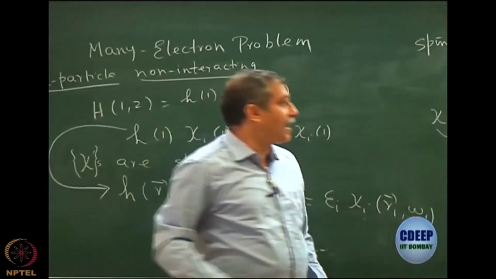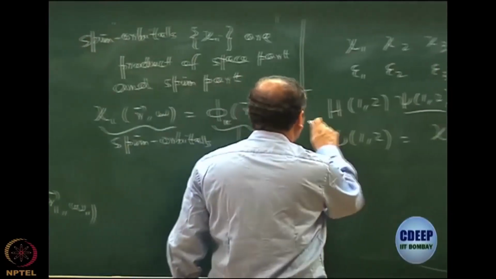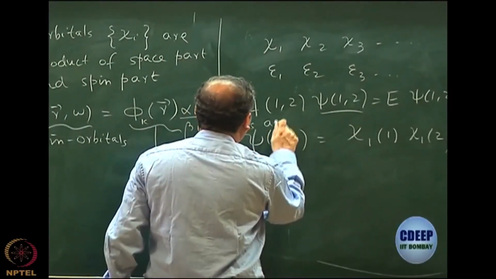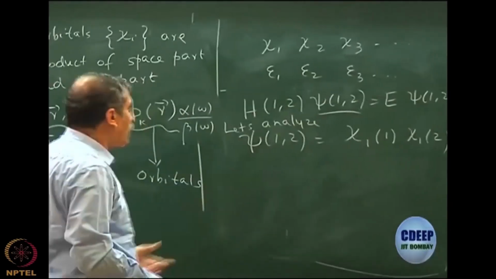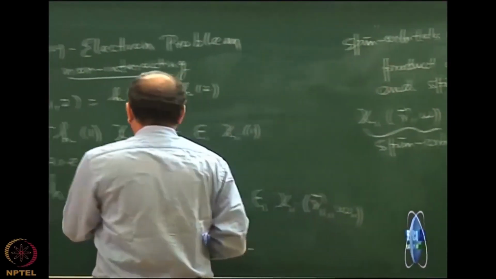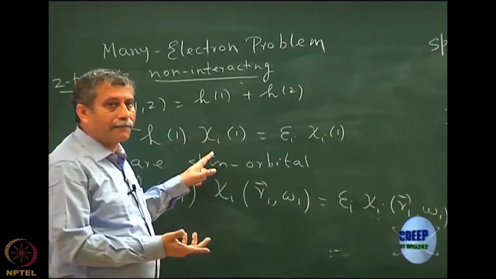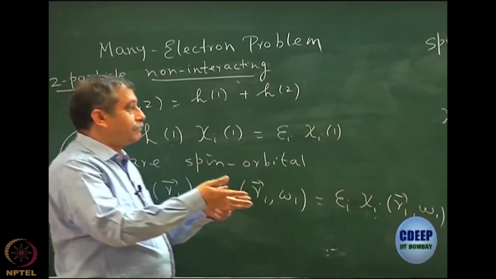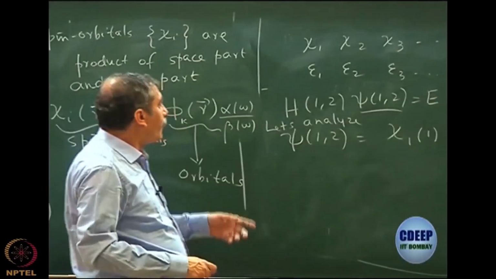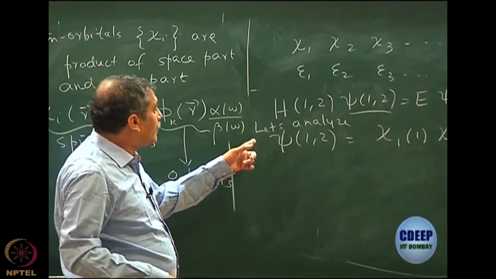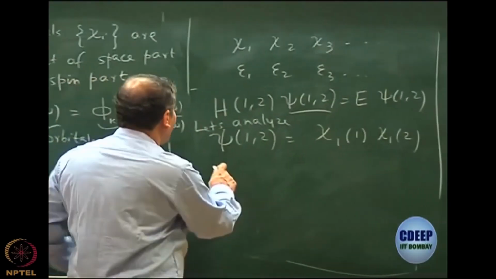So, let us analyze this function, where I write psi of 1, 2 as a product of 2 1 particle functions, and both of them are in the chi1 spin orbital. Now, let us analyze this. Is it antisymmetric?